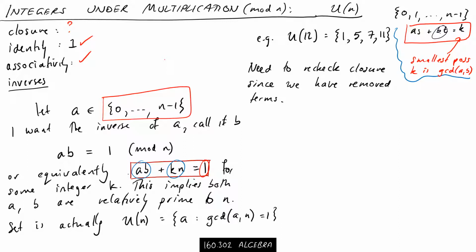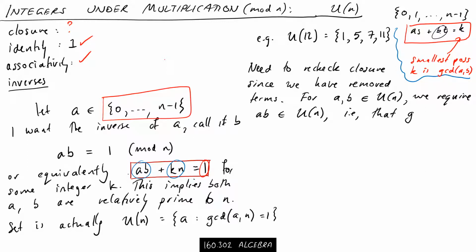Okay, so if a and b are in U of n, is ab in U of n? So for a, b in U of n, we require that the product is also in U of n, i.e. that the greatest common divisor of ab and n is equal to 1.